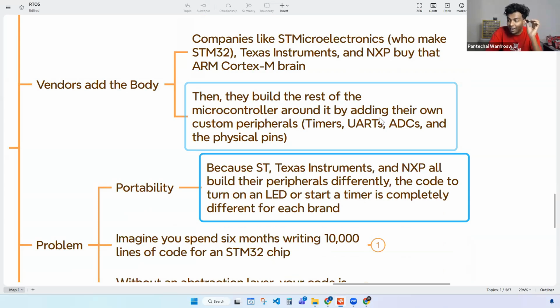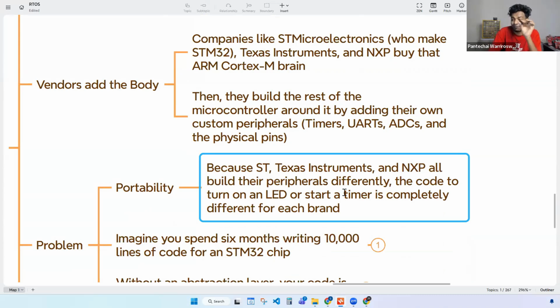So each and every manufacturing company will design their peripherals completely differently. So if you are writing code to turn on the LED or start a timer, it is going to be completely different for each and every brand.